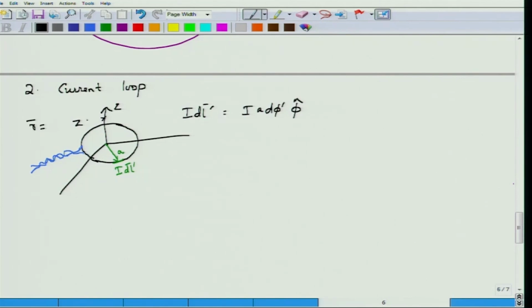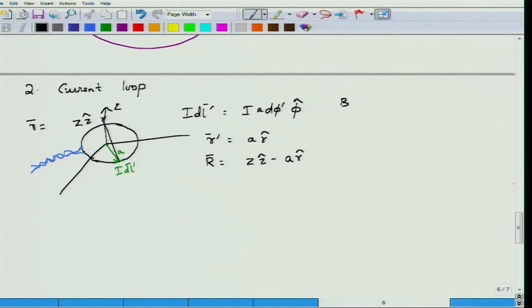Therefore, the field point will be given by z prime z hat, and I need to construct a vector which will take me from the line element to the field point. So, I have r as z prime, and what would be r prime, the source point? The source point will be the vector a r hat. This is the source vector, this is the direction of the r hat vector, and therefore the vector r is given by z prime z hat minus a r hat.